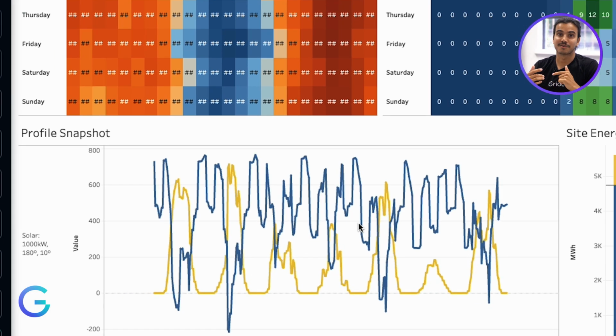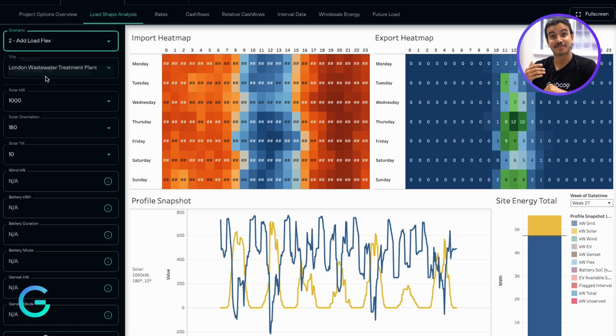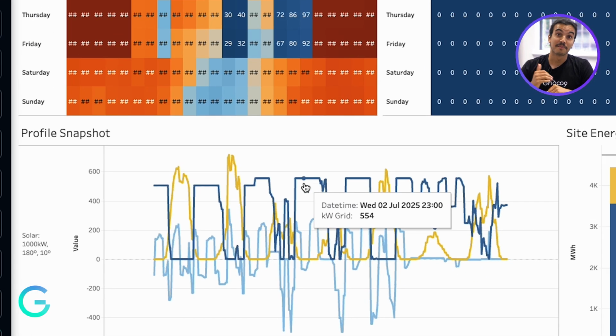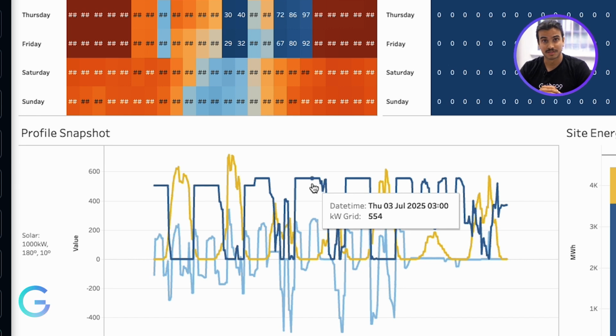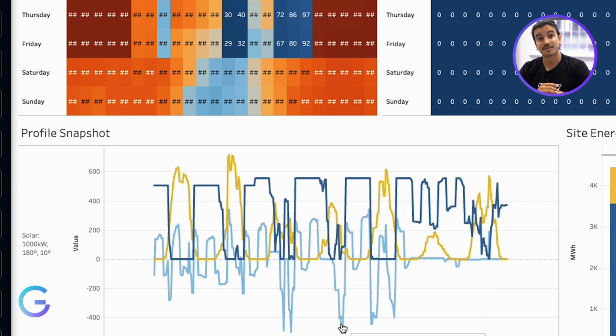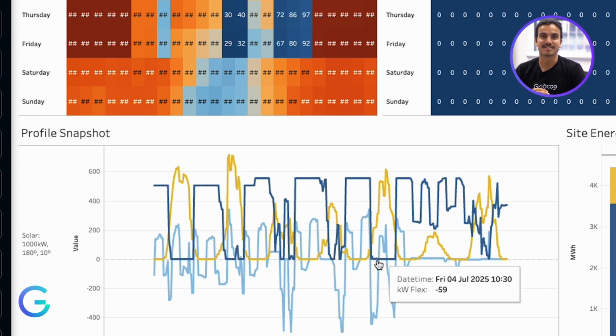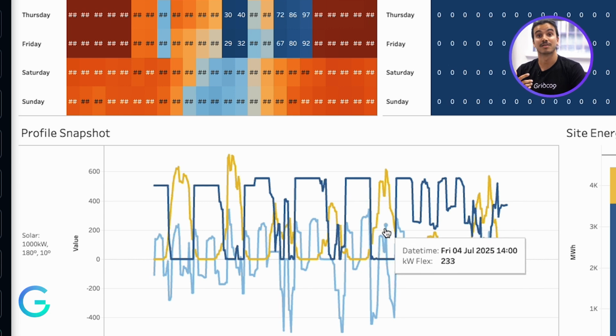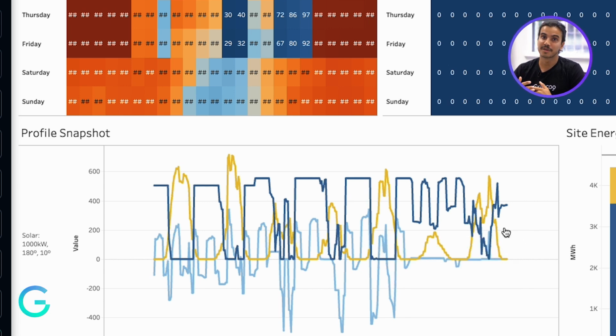Without load flex, the grid dependence is only impacted by solar generation. But with load flex, 3 key things happen. 1. Maximum demand is limited wherever possible to avoid high demand charges. 2. Load flexes down during peak network periods on weekdays, but not so much on weekends when these charges don't apply. 3. The load flexes up when there's excess solar energy. So instead of exporting all that electricity, it's used on-site, resulting in greater savings.